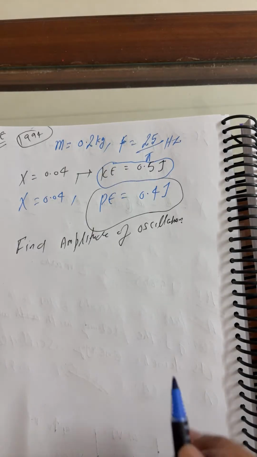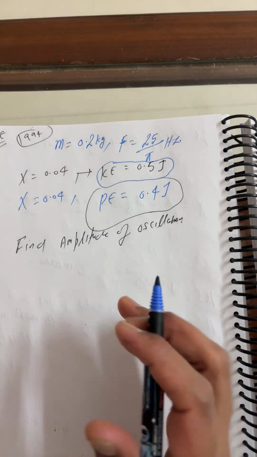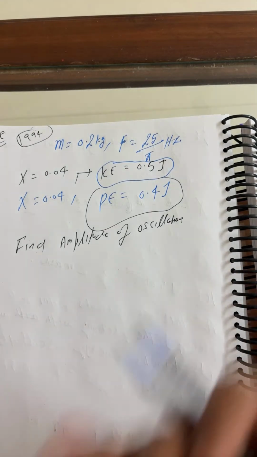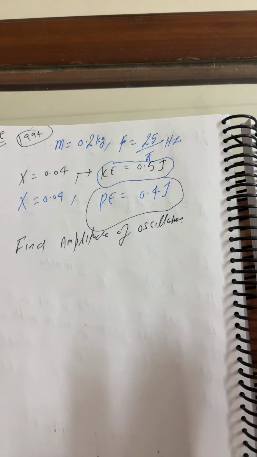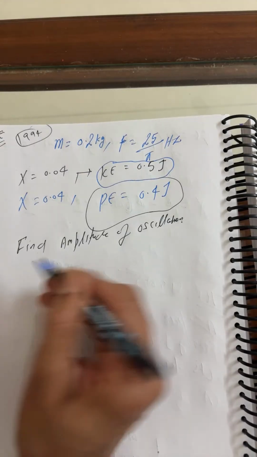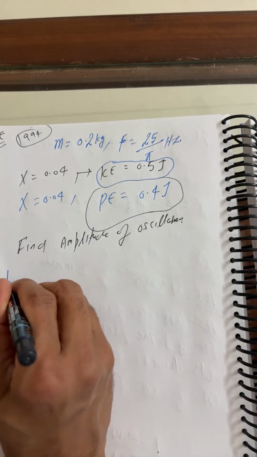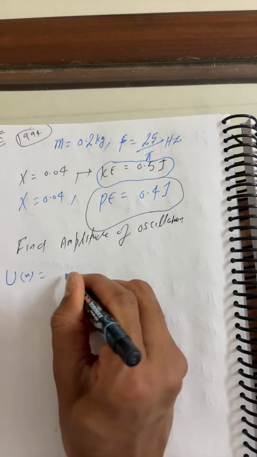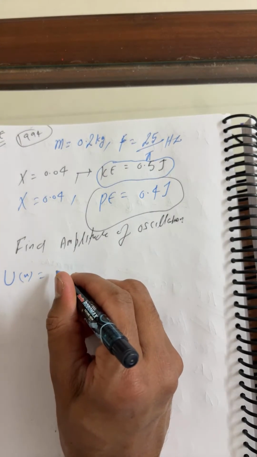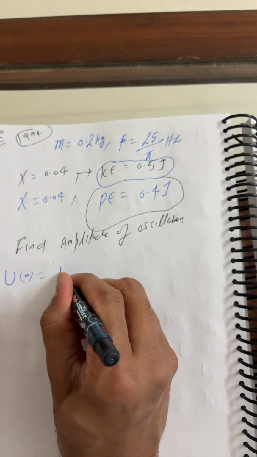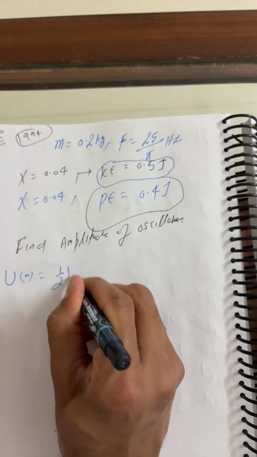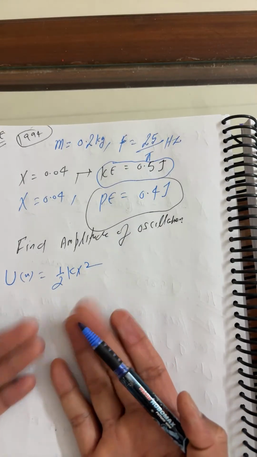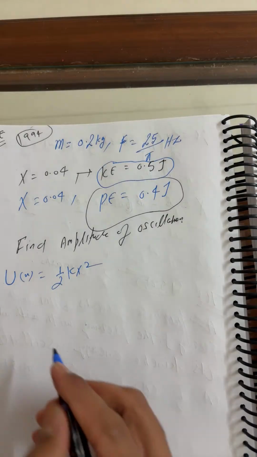So here, beta, I'm going to tell you the theory first, because I didn't teach the theory of energy on YouTube. First I'll discuss the theory, then I'll do this question. So for energy, first write this formula: U as a function of x is half k x square. I hope all of you remember this formula, potential energy as a function of x.